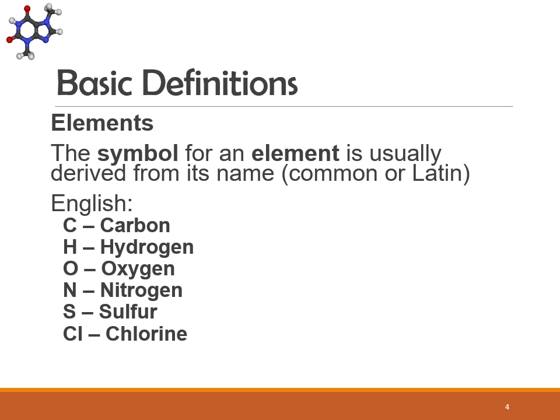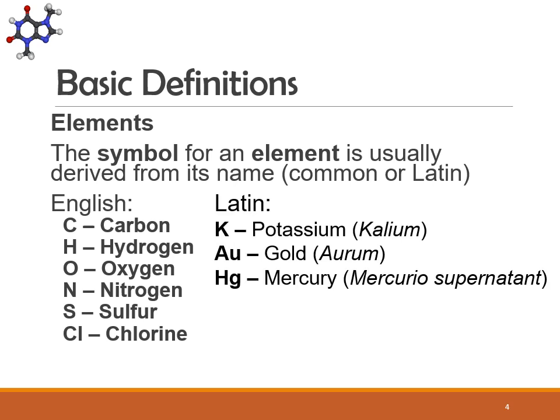For some elements, the symbol is derived from its Latin name. The letter K is the symbol for potassium and is derived from its Latin name kalium. Au is the symbol for gold and is derived from aurum. And Hg is the symbol for mercury, which is derived from hydrargyrum.